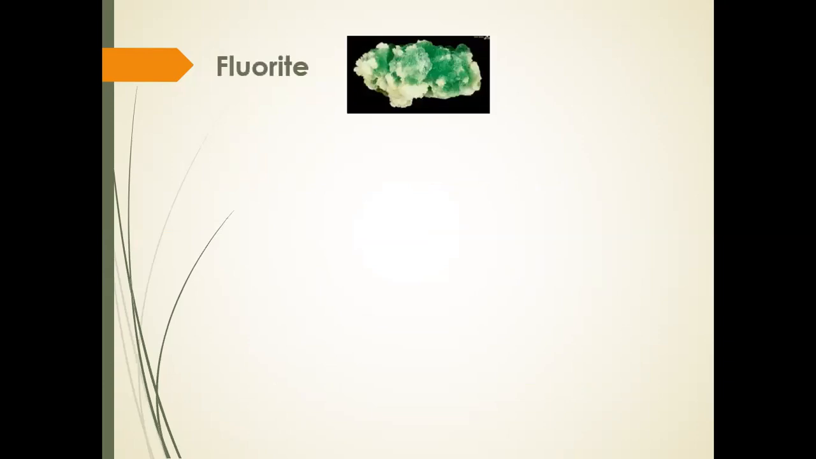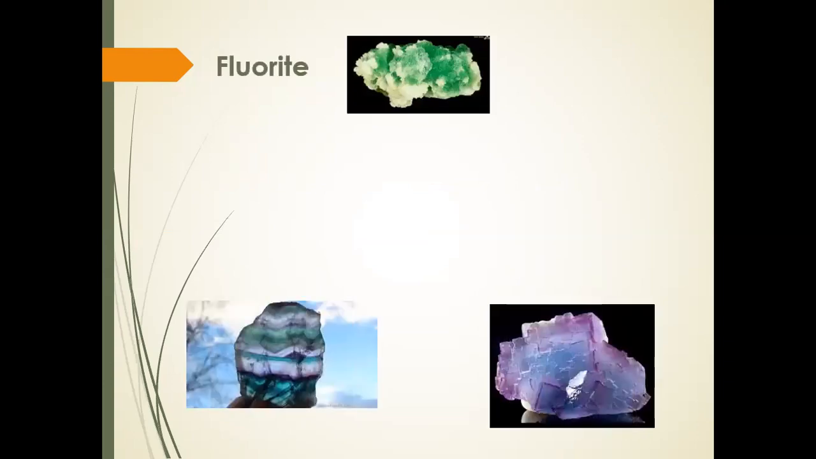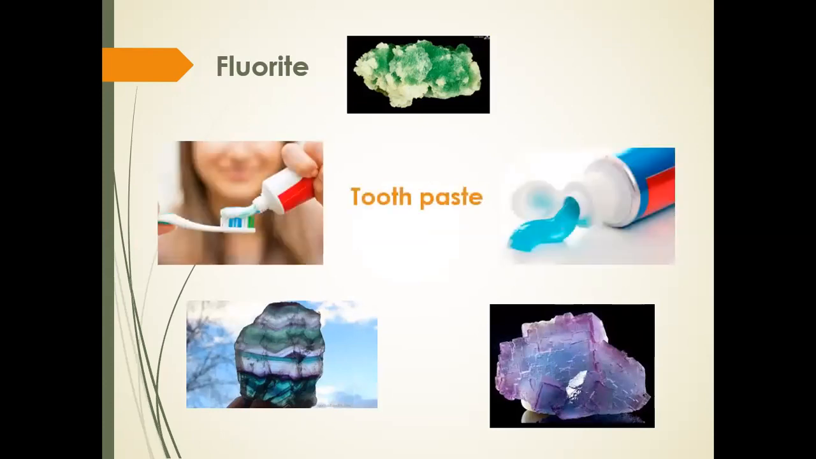The third mineral, we have the fluorite. This is the shape of the fluorite. Okay. And we use the fluorite in making toothpastes. This is a very important mineral in the toothpaste, and this makes the toothpaste clean our teeth, and it's very important in keeping our teeth healthy.